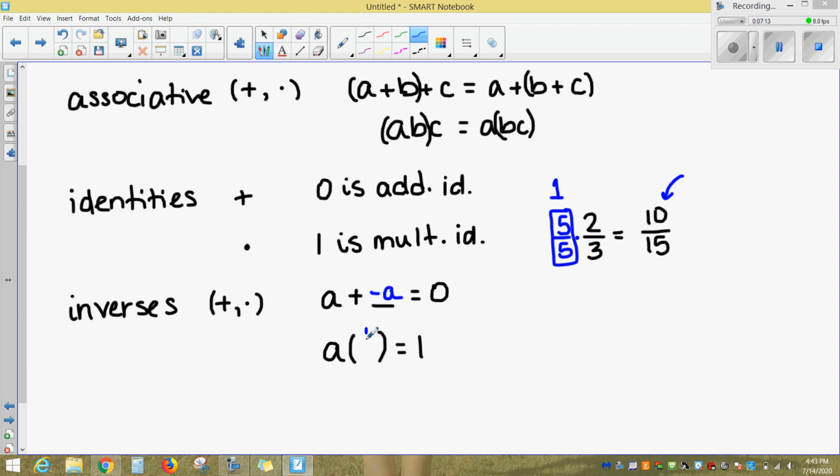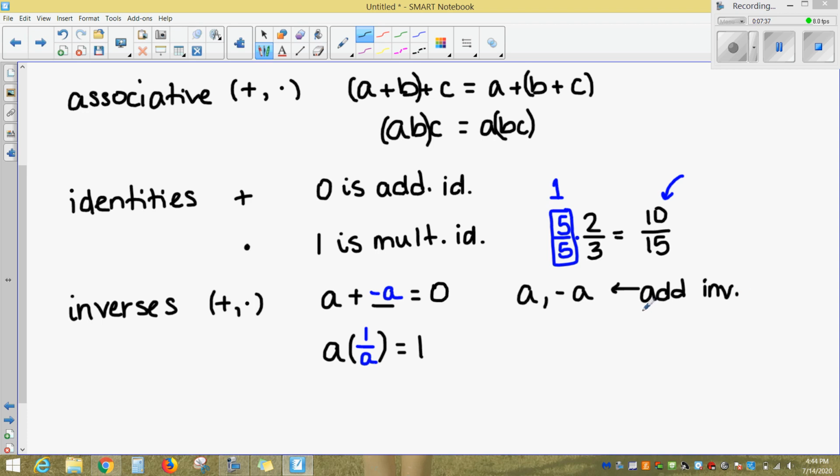Sometimes it takes a little more thought for students to come up with the multiplicative inverse. But if we take A times 1 over A, then we get back to 1. The relationship or the pair of numbers A and negative A, those are what are called additive inverses.